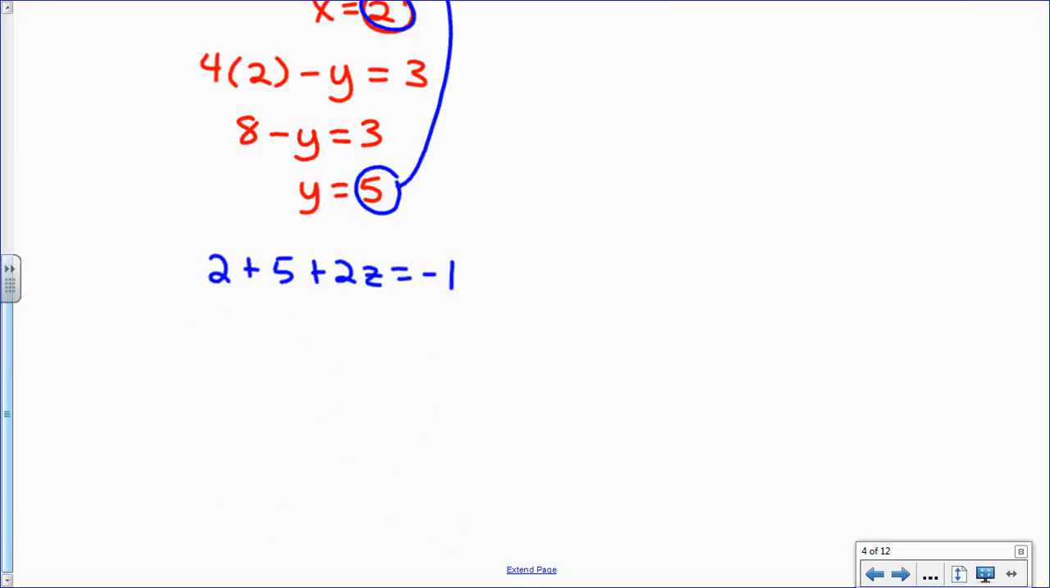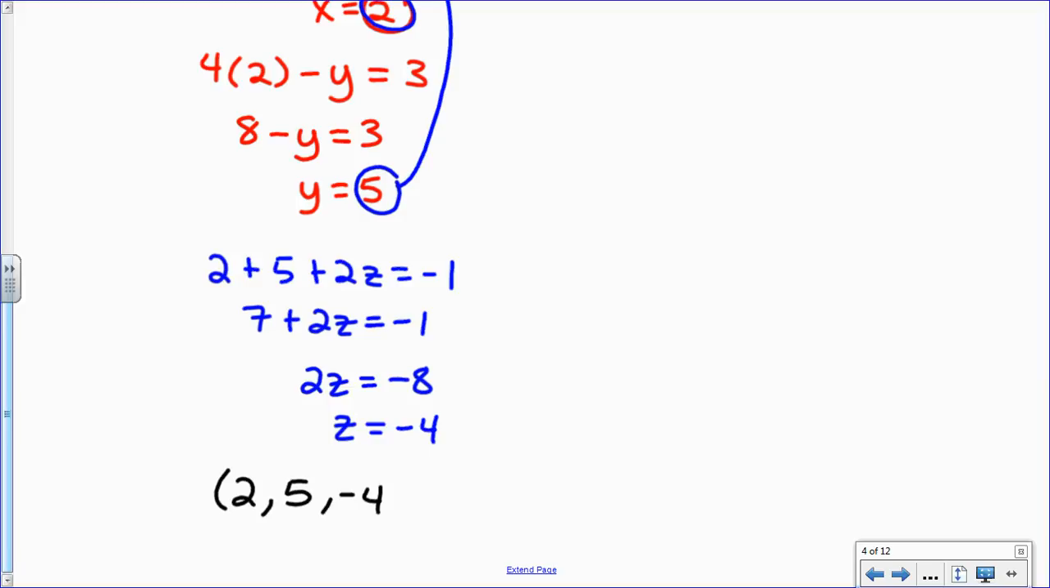Okay? Combine your like terms. Subtract 7, so that's -8. So z equals -1. Okay? Write your answer as an ordered triple, in order x, y, z. So parentheses 2, comma 5, comma -4, parentheses. Okay?